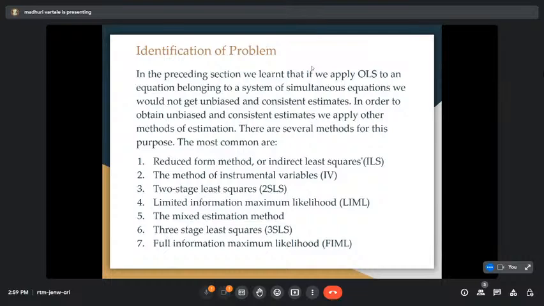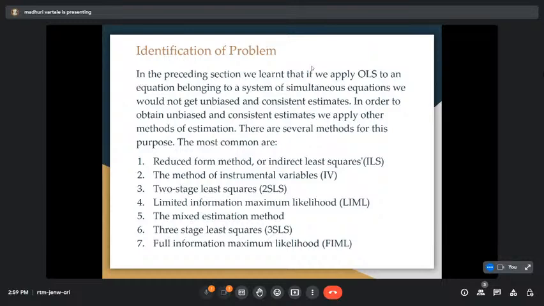Here, in the preceding section, we learned that if we apply OLS to an equation belonging to a system of simultaneous equations, we would not get unbiased and consistent estimation. In order to obtain unbiased and consistent estimates, we apply other methods for the estimation.